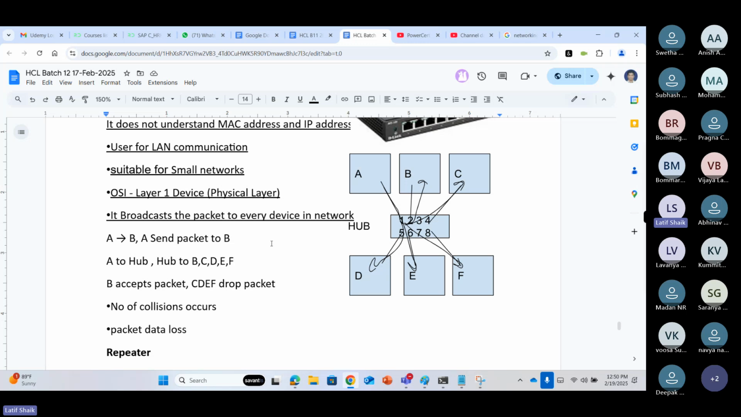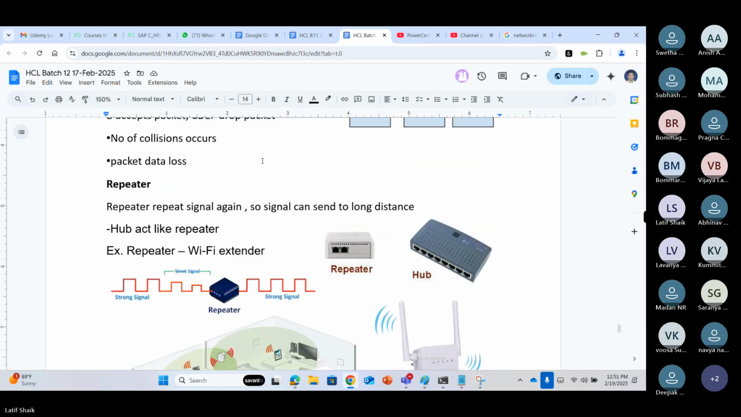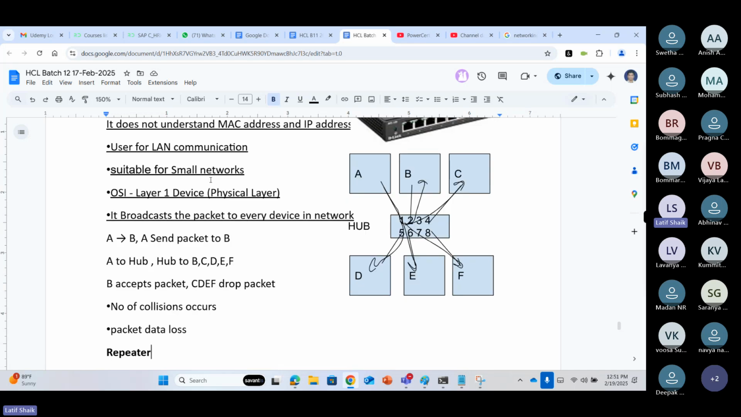A hub is a layer 1 device, the physical layer. Importantly, a hub broadcasts packets to every device in the network, or to all connected devices. What is meant by broadcast? Sent to all devices. A hub broadcasts packets to every device in the network, all connected devices. Broadcasting: the hub broadcasts packets, sending to everyone. That is a hub. Guys, understand hub. Any doubts in hub?